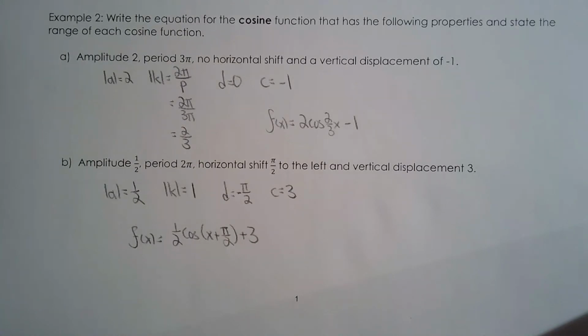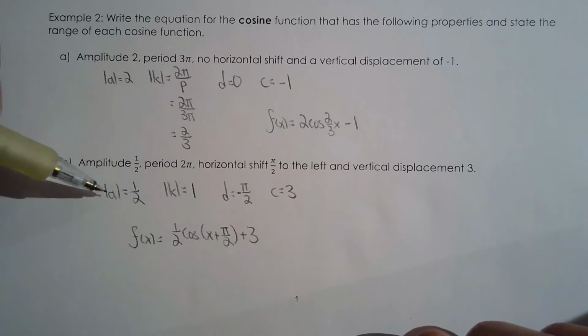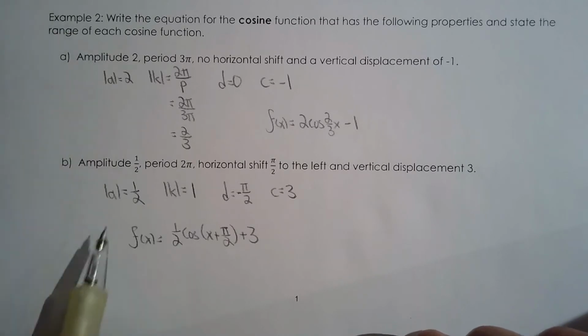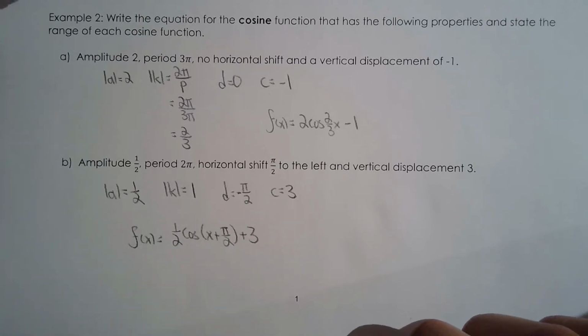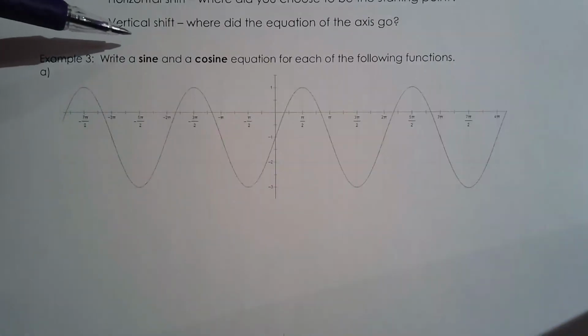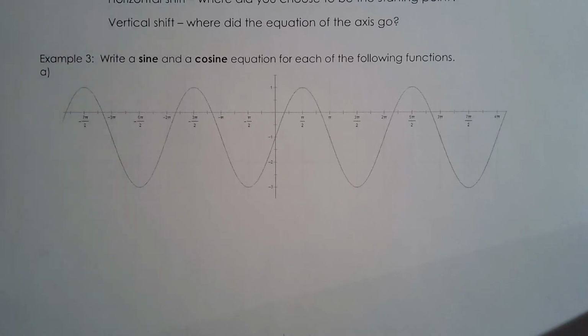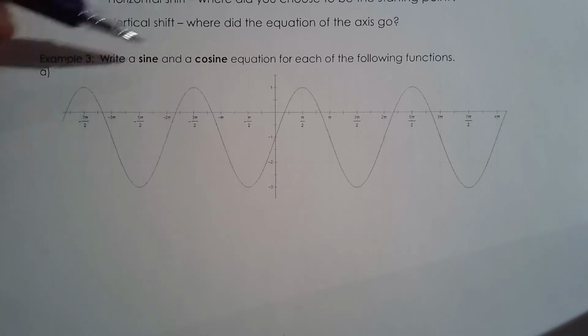Okay. So these 4 questions are very useful, because what we're going to do is extract the 4 parameters from the graph. We're going to figure out what A, K, D and C are, and write the sine equation. Okay, so I'll let you choose which one you want to do first. You could choose to do sine or choose to do cosine. It doesn't really matter.